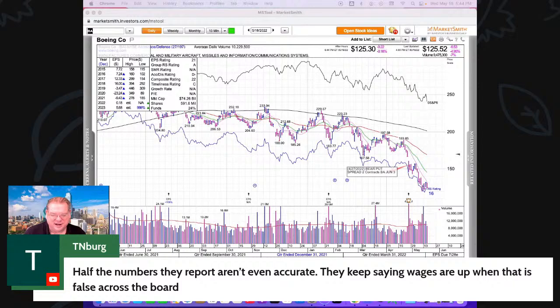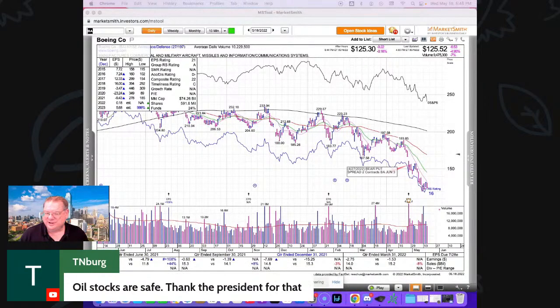So half the numbers they report aren't even accurate. They keep saying they're up. I think it's false. I agree. We've got stagflation in this country. It's very, very tough right now. And unfortunately, you're right. I wish you weren't, but it's so amazing. We really screwed ourselves in this country.